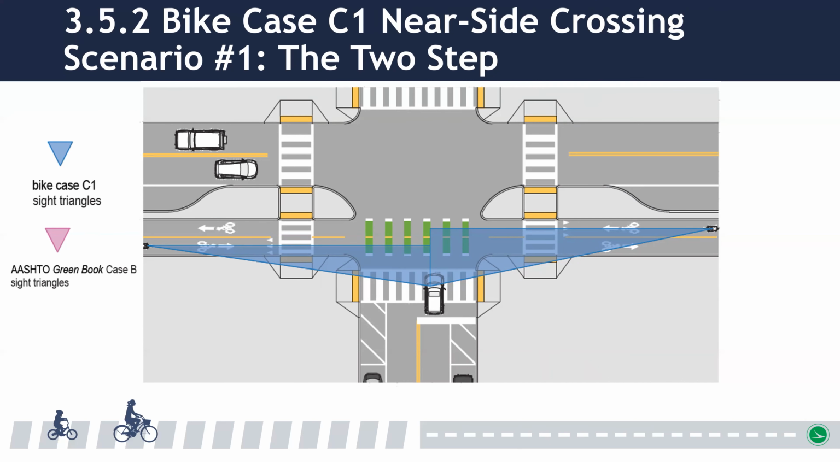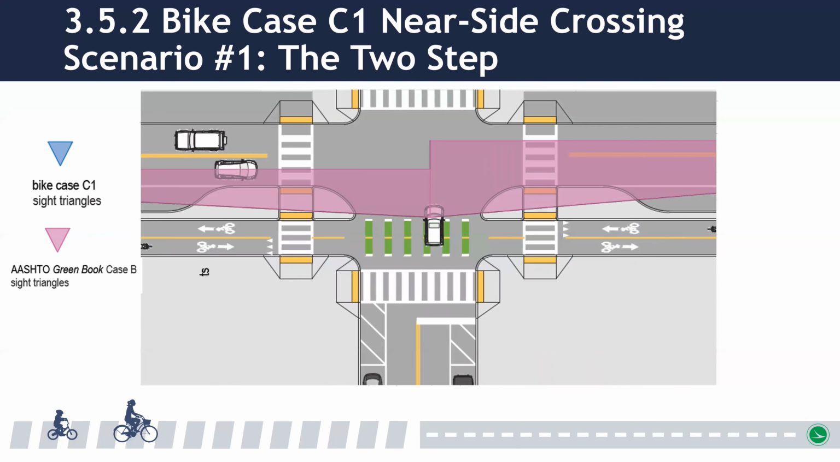In the two-step, motorists assess the bikeway conflicts, then they move forward. So designers will check the bike case C1 sight distance, then they will check AASHTO Green Book case B for each separate location. Two things of note here. When a motorist moves forward, it's possible, or likely, depending on the width of the street buffer, that the motorist may block the bike lane as they wait to assess motor vehicle conflicts.